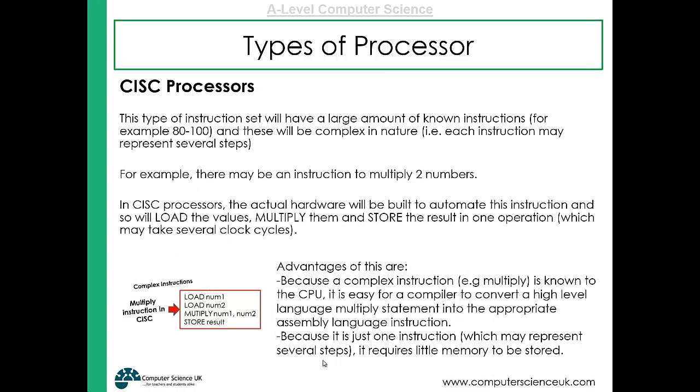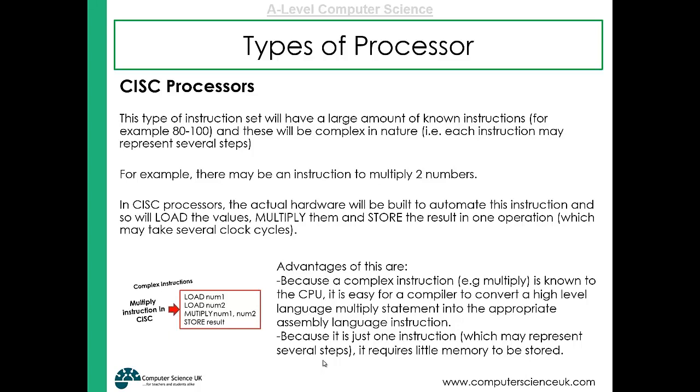Okay, so first of all, with CISC processors, they will have a large amount of known instructions. They might have sort of 80 to 100 different instructions that the control unit can carry out, and they will be complex in nature. What we mean by that is that each instruction might represent several steps. So if you think of a single instruction, which might be to multiply two numbers together, in a CISC processor, that single instruction will come bundled with lots of different steps.